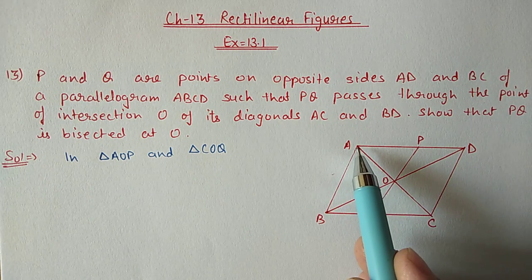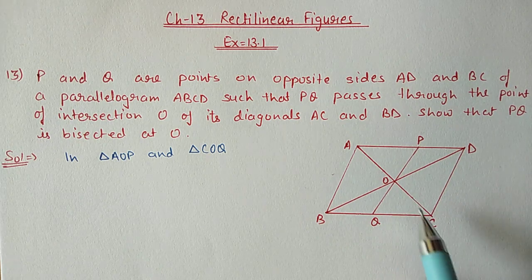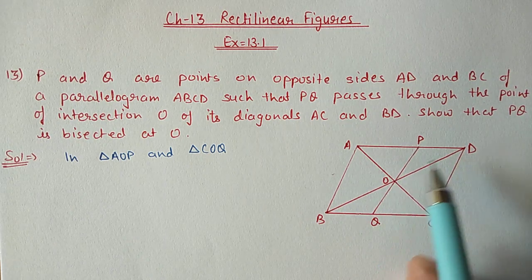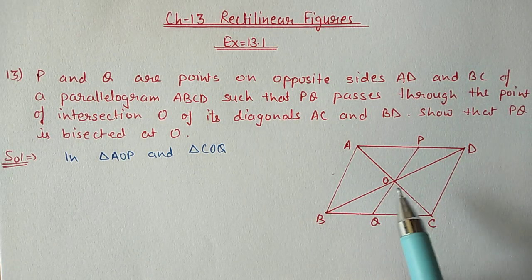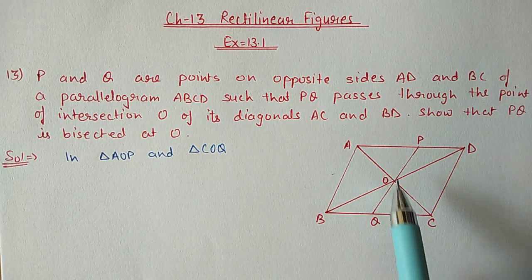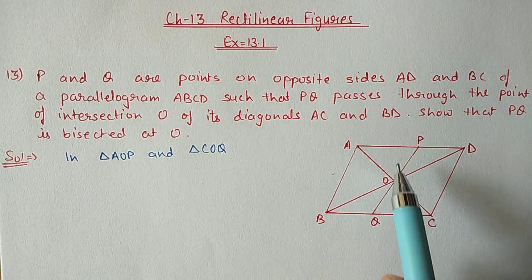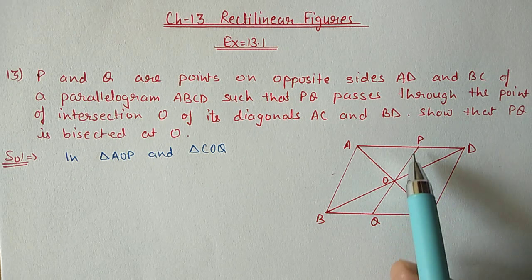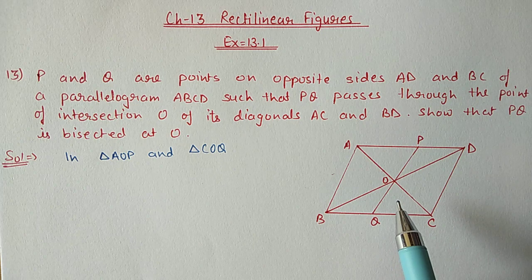So first we will take triangles AOP and COQ. You can take POD and BOQ also. We will show that these two triangles are congruent. If these two triangles are congruent, then OP and OQ also will be equal.